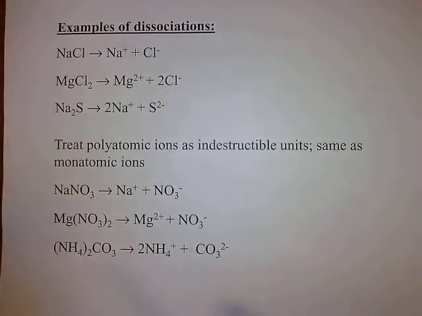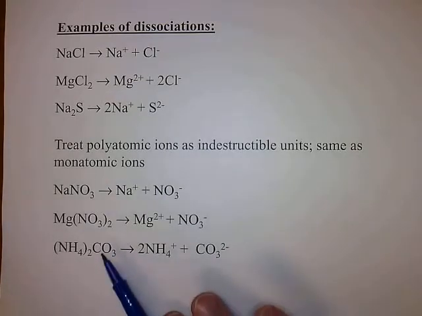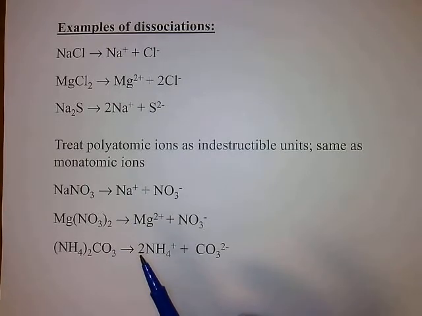And then my last example here, ammonium carbonate. That's where both the cation and the anion are polyatomic ions. So that's going to dissolve to give us two ammonium ions and one carbonate ion.